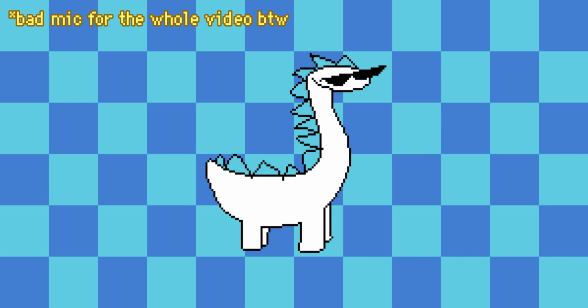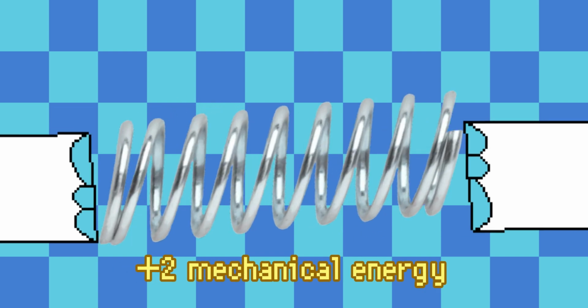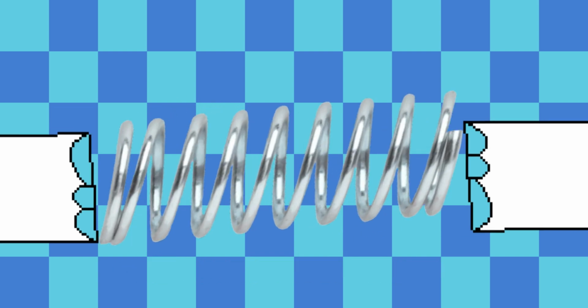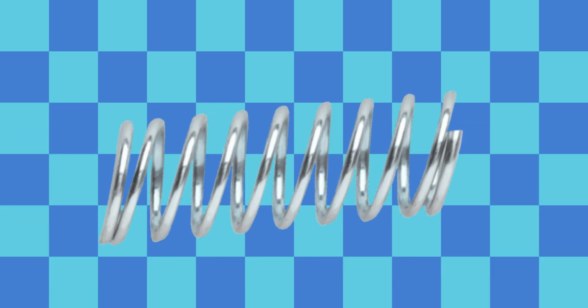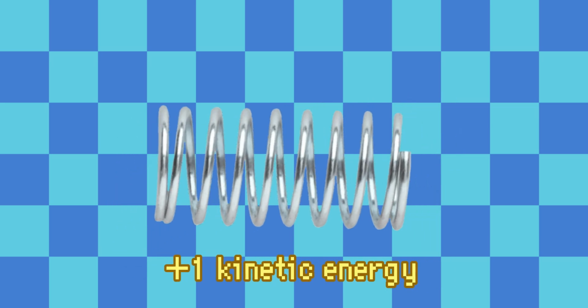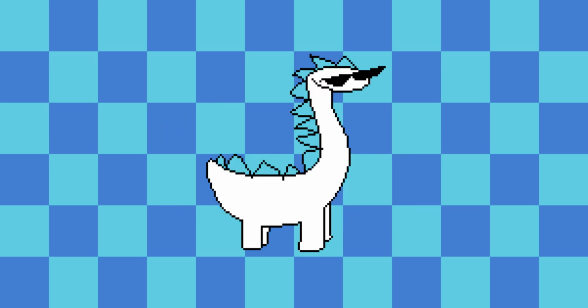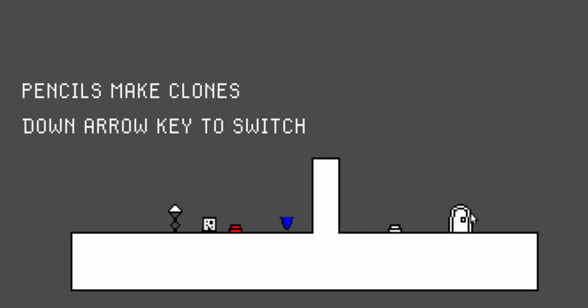Springs. They're cool. They store mechanical energy when compressed or stretched out of their original shape. Once the force compressing the spring is removed, all the potential energy within the spring gets transformed into kinetic energy, absorbing the energy and transforming back into its original shape. And in my game, they just launch you upwards.